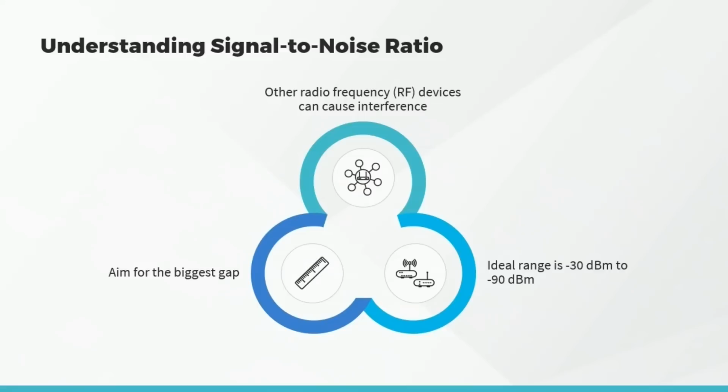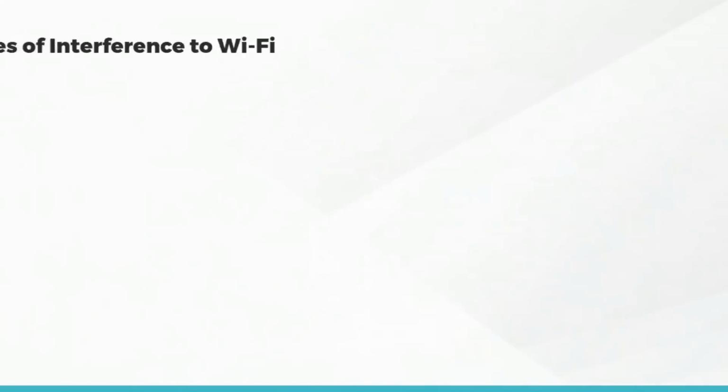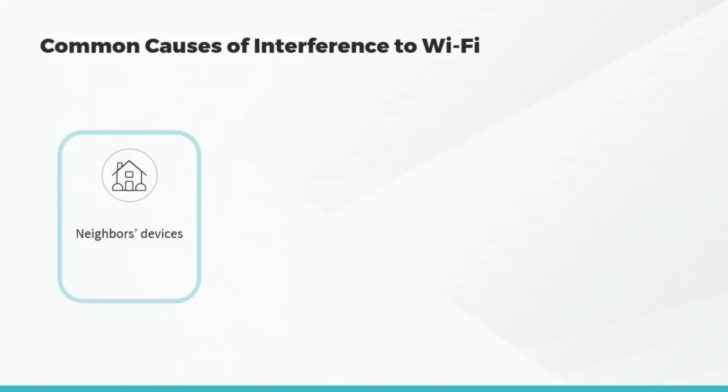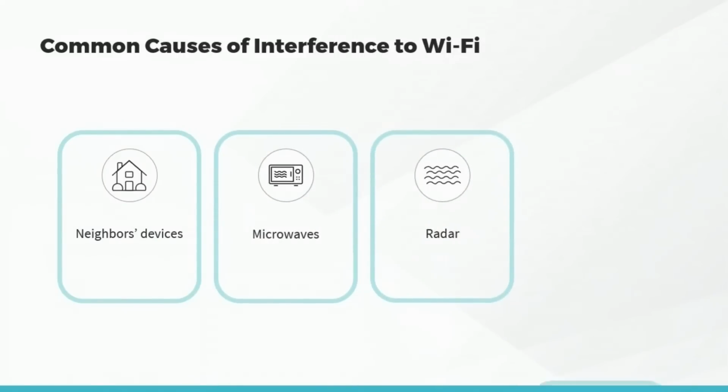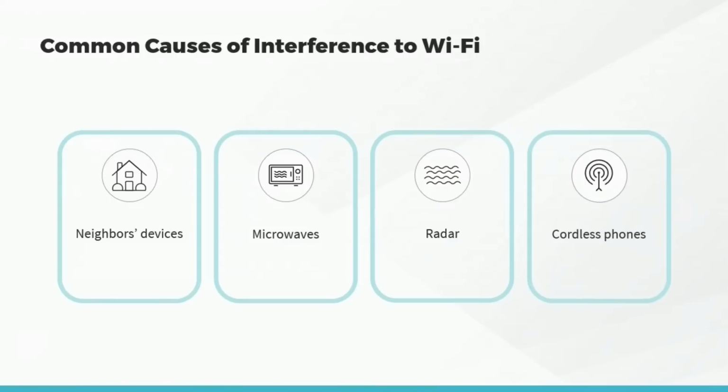Now, how do you even know what kind of values you're experiencing? Well, there are software applications that you can download and install on your computer that can analyze all signals being received and provide you with these values. As for some of the more common sources of interference, they include a neighbor's Wi-Fi device, microwave ovens, nearby radar stations, or cordless phones. But it's important to note that most of these are all transmitting in the 2.4 gigahertz band as opposed to the 5 gigahertz band. Now, I'll come back to that in just a moment.